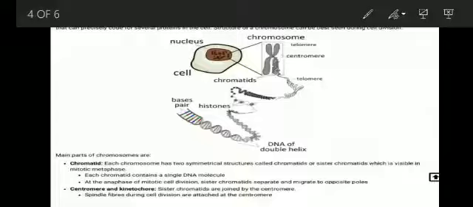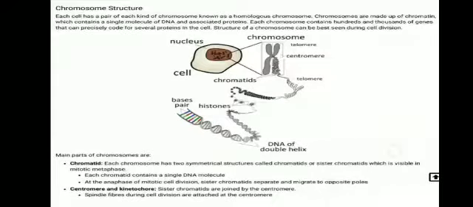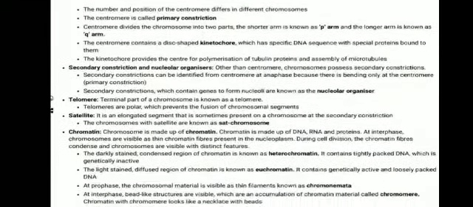Next is the centromere and the kinetochore. Sister chromatids are joined by the centromere. The spindle fibers during cell division are attached at the centromere. The number and the position of the centromere differ in different chromosomes. The centromere is also called the primary constriction. The centromere divides the chromosome into two parts. The shorter arm is known as the p arm and the longer arm is known as the q arm.